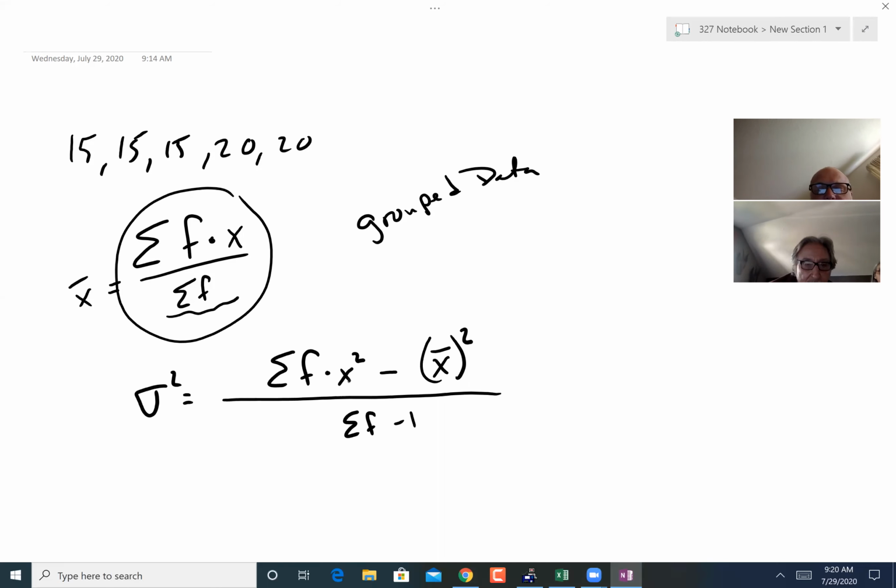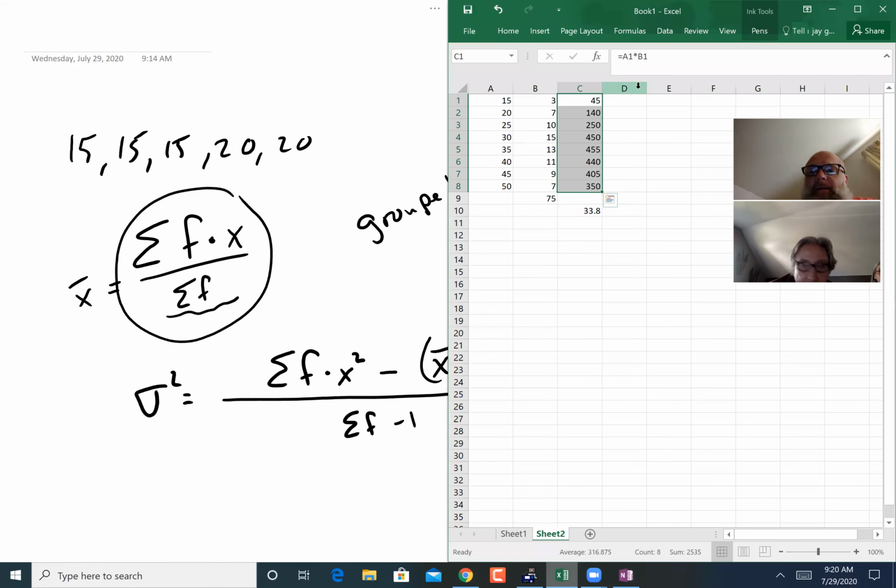So what we're going to do is the exact same process over here in Excel. In the next column over, I'm just going to say equals. I swear that's in the book somewhere, but I can't see it right now. So I take the frequencies times the X squared. I'm going to do that first part of the equation by itself first, and I'm just going to paste that down.